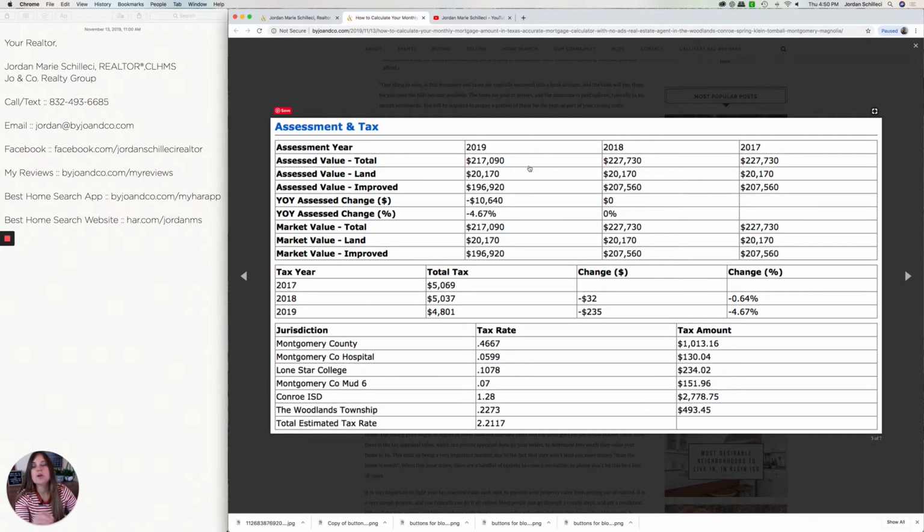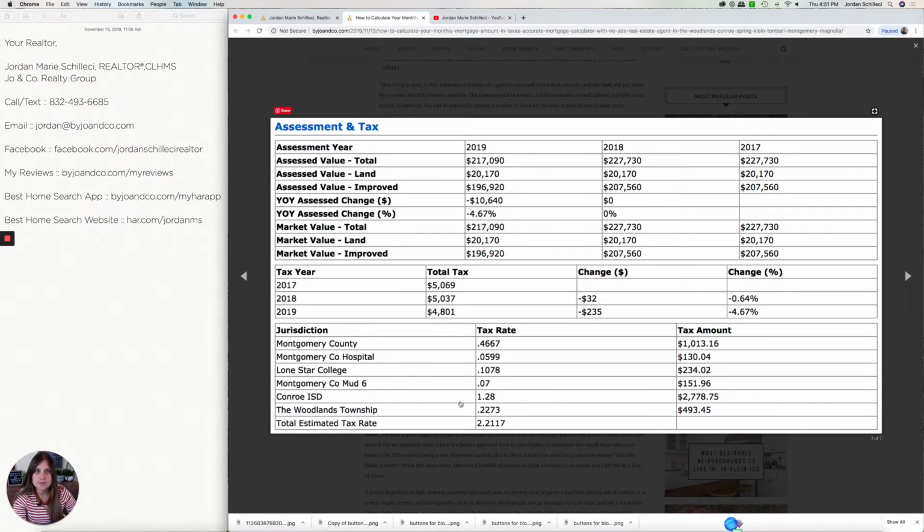You can see what the home was tax assessed at in 2019, so it was $217,000. Now they're going to do the little calculations, and they're going to call it a market value improved to $196. You can see how much each year they paid in taxes, so it's actually gone down for this home. So last year was $4,800. You can see the tax rate, and you can see the jurisdictions that collected those taxes in the corresponding amount.